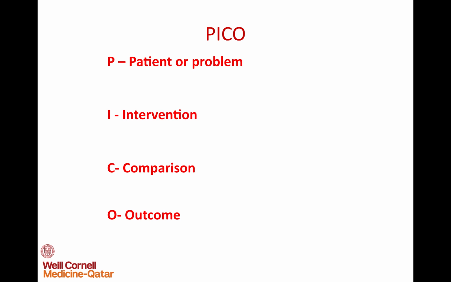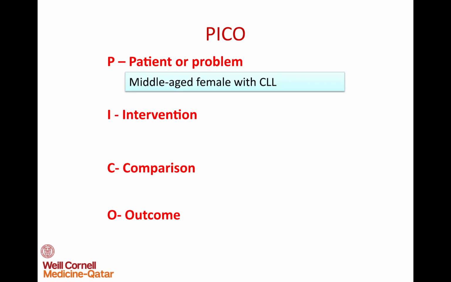Now, in fact, prognostic questions are the ones that least fit into a PICO framework. This is because often there is no comparison. There may not even be a clear intervention other than the presence of a disease, and the outcome may be very hard to define.